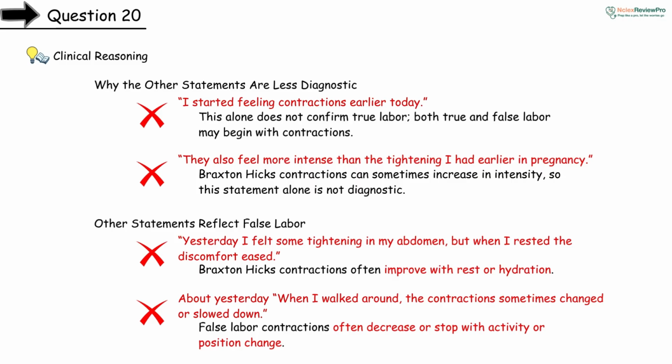Yesterday, I felt some tightening in my abdomen, but when I rested, the discomfort eased. This is classic Braxton Hicks. False labor improves with rest. When I walked around, the contractions sometimes changed or slowed down. Again, this points to false labor. True labor continues regardless of movement. False labor often decreases with activity or position change.